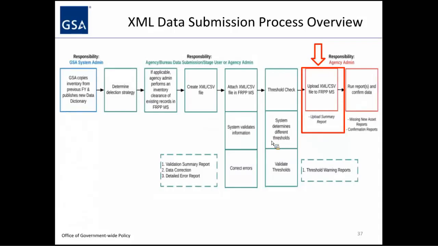Once that XML or CSV file is free of errors and the threshold warnings are cleared, you will need to email notify your agency admin so they can select upload under that upload column. So now that data submitter's role is complete, but we're not quite done, still have another box to check off. We're still going to discuss what it means to confirm the data, which is the last step for the agency admin. Any questions before we go into the demo?